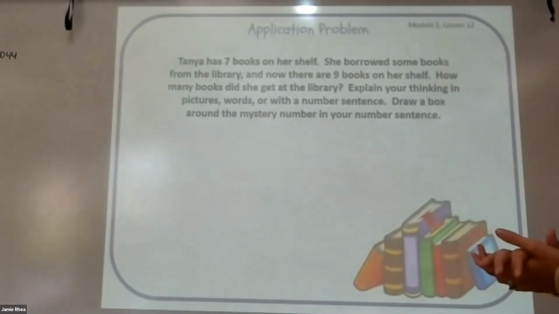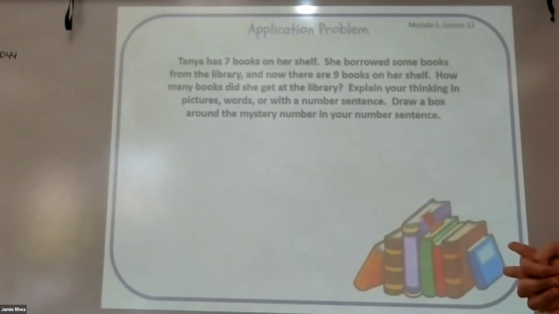Tanya has 7 books on her shelf. She borrowed books from the library, and now there are 9 books on her shelf. How many books did she get at the library? Explain your thinking in pictures, words, or with a number sentence. Draw a box around the mystery number in your number sentence.